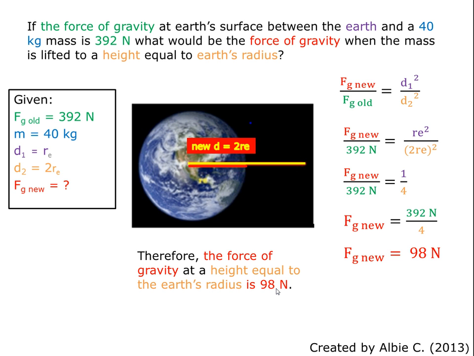And from this problem, we figure out that knowing the distance doubled or squared allows us to divide by 2 squared or 4. Finally, a quick check of our units tells us that they are correct.